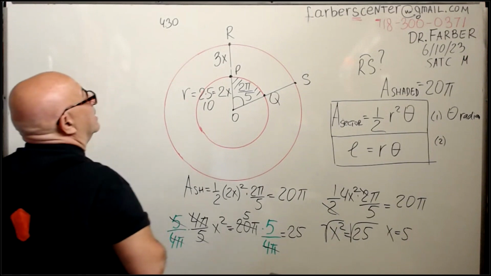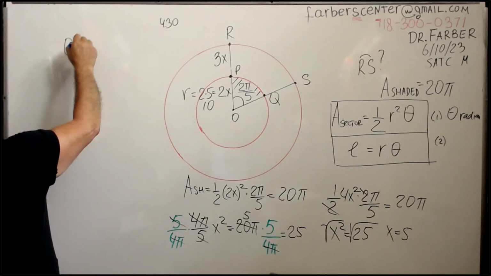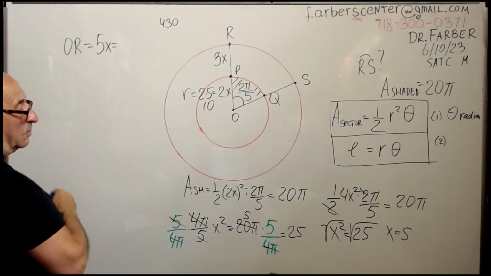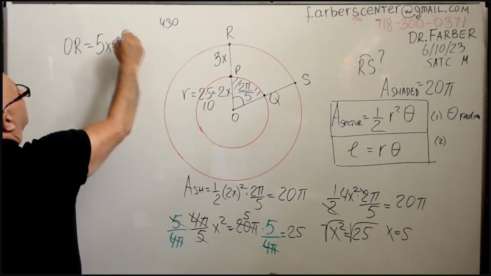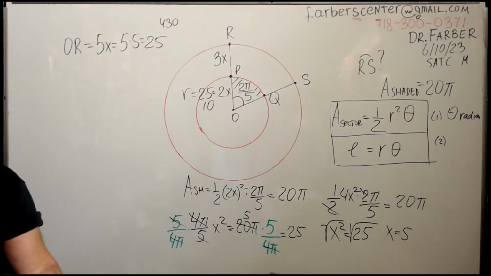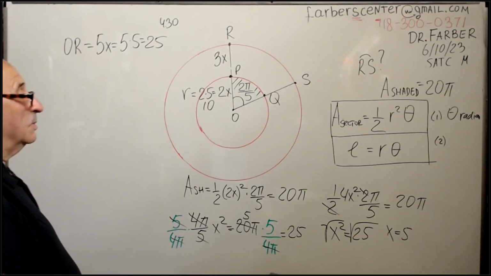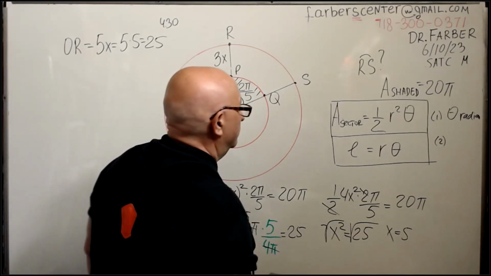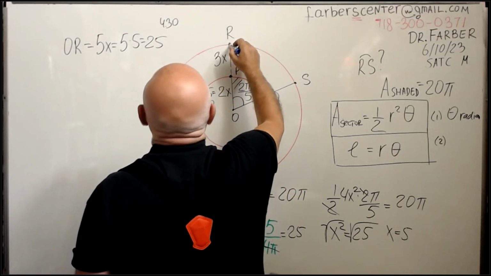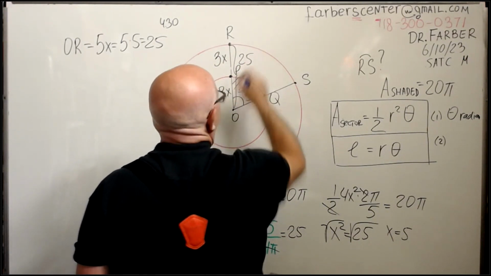And this large radius, or arc, 5x. 5 times 5, 25. So we found these radii. And now I apply formula 2. How? Since you know this radius, this large radius equals 25.